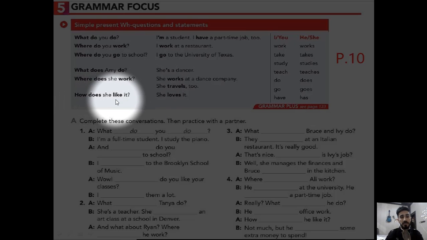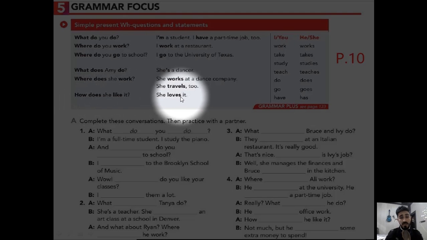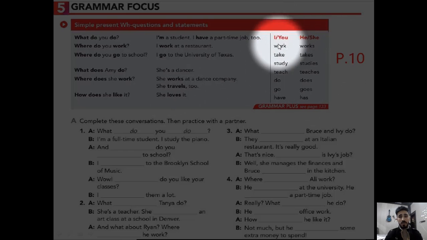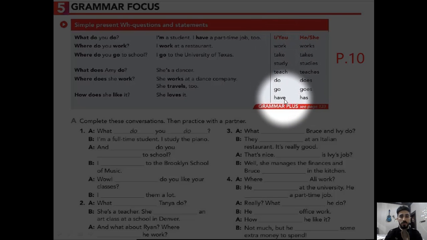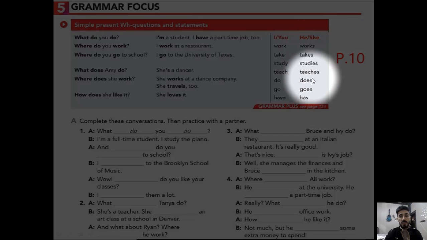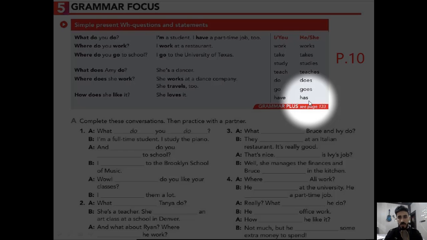Then how does she like it? She loves it. See, we have s also. We have a note here. Take a look. With I, you, and they, we say work, take, study, teach, do, go, have without s. With he, she, and it, we have to say works, takes, studies, teaches, does, goes, has. Now you can go to Grammar Plus on page 133.